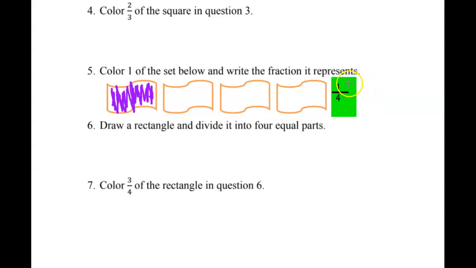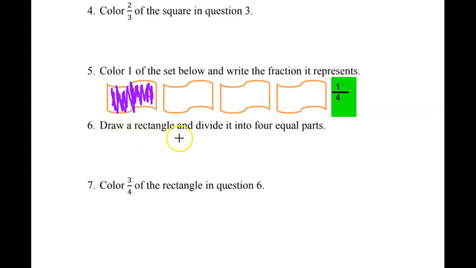Did you write down 1/4? Because that is the correct answer. We have 1 shaded in. That's the numerator on top. And the total, 1, 2, 3, 4. The total is the denominator. It goes on bottom. Okay, our next one.